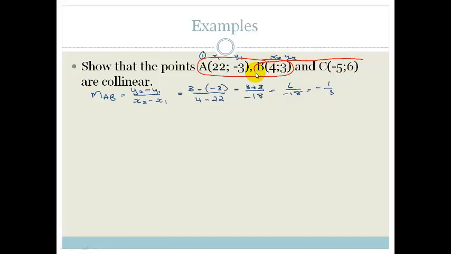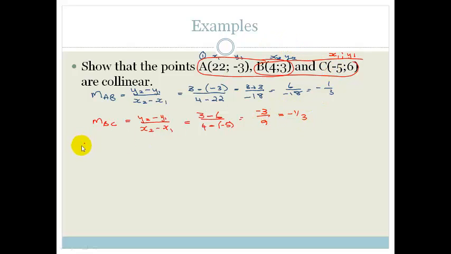Right, now if these are collinear, then the gradient from A to B has to be equal to the gradient from B to C. So now we're going to go m of BC. Since we let this be x2, y2, I'm going to make this x1, y1. So you'll see that it actually doesn't make a difference which way you do this. So again, your gradient is y2 minus y1 over x2 minus x1. So you've got y2, which in this case is 3, minus 6, all over x2, which is 4, minus minus 5. 3 minus 6 is minus 3, over 4 minus minus 5 becomes 4 plus 5, which is 9, which equals minus a third.